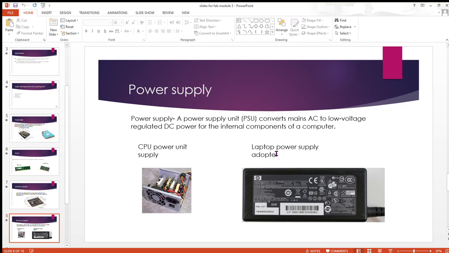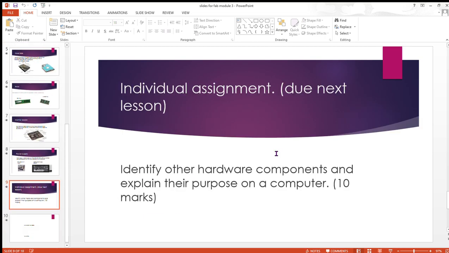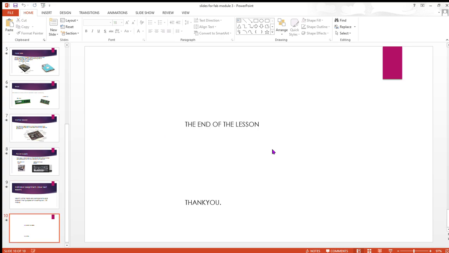lighting the computer. Now, I have an assignment for you, an individual assignment due next lesson, worth 10 marks. Identify other hardware components and explain their purposes on a computer. Like I said, those were the main ones that we have handled. Now, please go and check on the other hardware components. Any question? Anyone with a question?